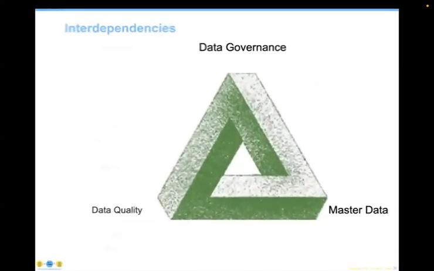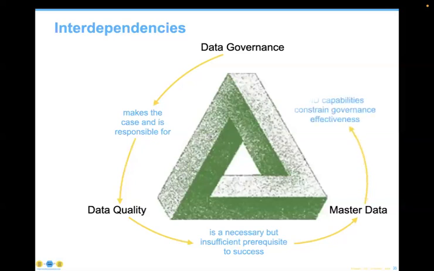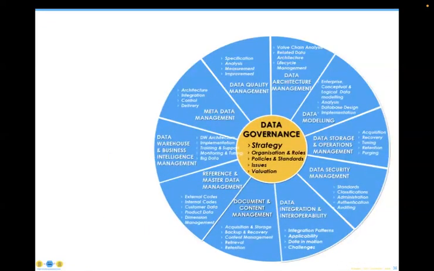Interdependencies are very important to understand. Data governance makes the case for and is responsible for the data quality. Data quality is a necessary but insufficient prerequisite for success. And master data, in this case, is the capabilities constraining the data governance effectiveness. Remember, I said to use these things in groups of 3. Here's a couple of examples to look at it.